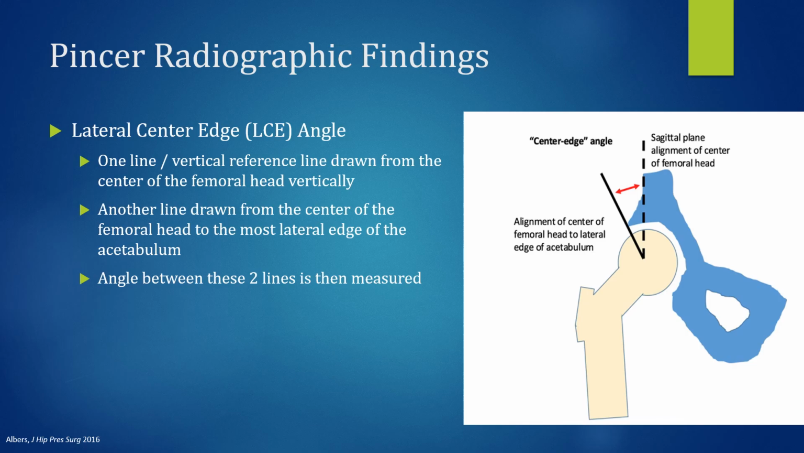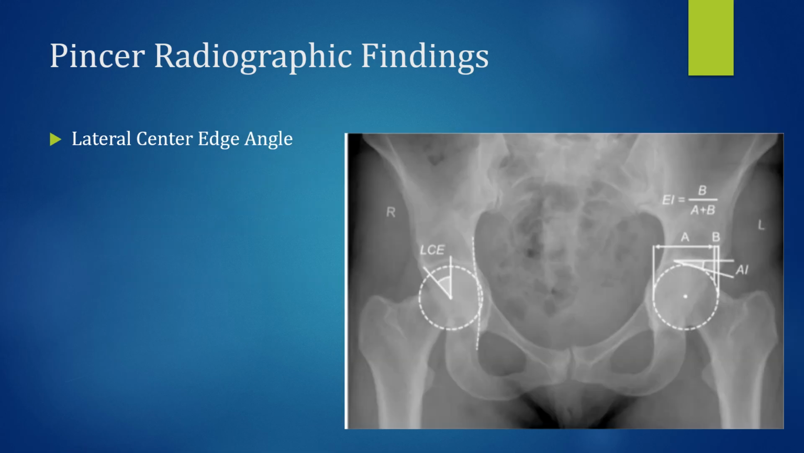Let's transition now to images related to pincer type FAI. The lateral center edge angle, also called the angle of Weiberg, is oftentimes measured to determine the amount of acetabular overcoverage present. So the first line that we draw is more of a reference line that is drawn from the center of the femoral head straight vertically. Another line is drawn from the center of the femoral head to the most lateral edge of the acetabulum. So the angle between these two lines is then measured.